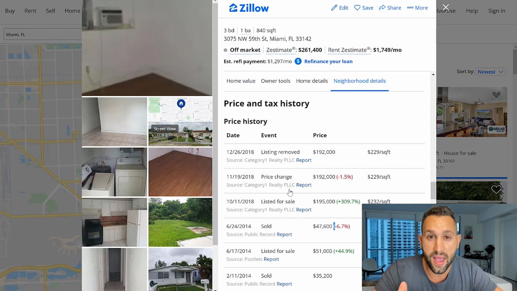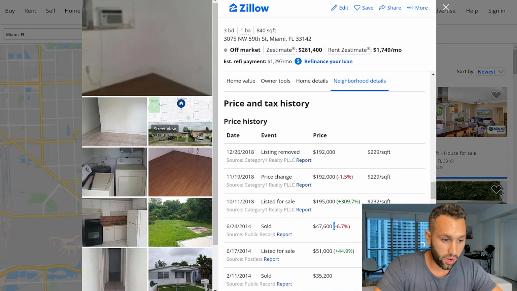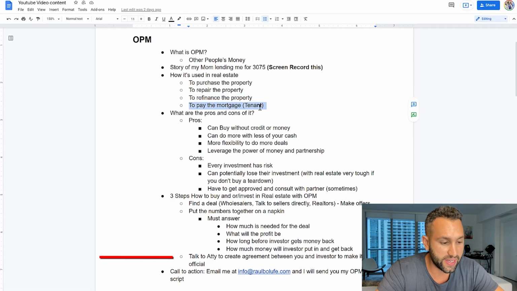And then I use OPM, and this other person was a bank, okay? OPM is another person's money. That person can be a bank, it can be a lender, it can be your mother, it could be your uncle, your aunt, doesn't matter. Someone other than you, other people's money. So I refinanced it, and it's great. I got a lower interest rate than 15%, of course. Now the property cash flows like crazy, and it's probably one of the properties I'm gonna keep forever. All right, number 4, to pay the mortgage, tenant.